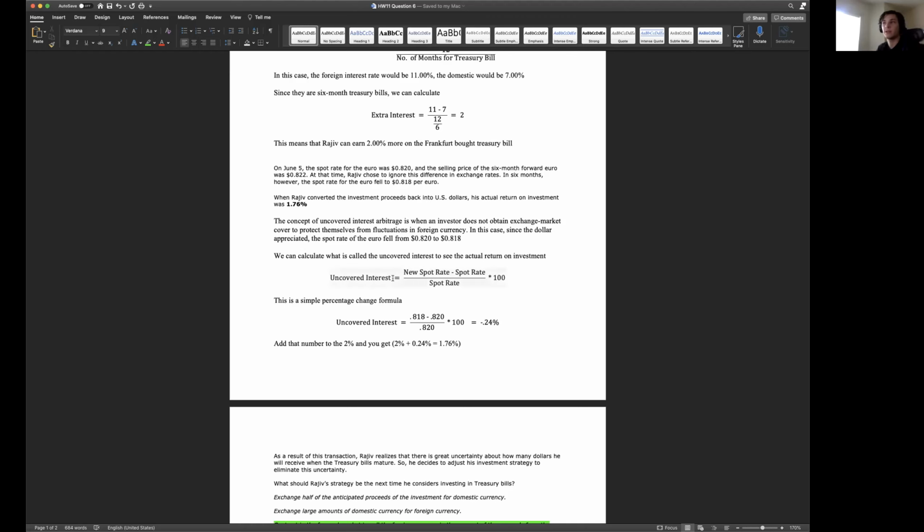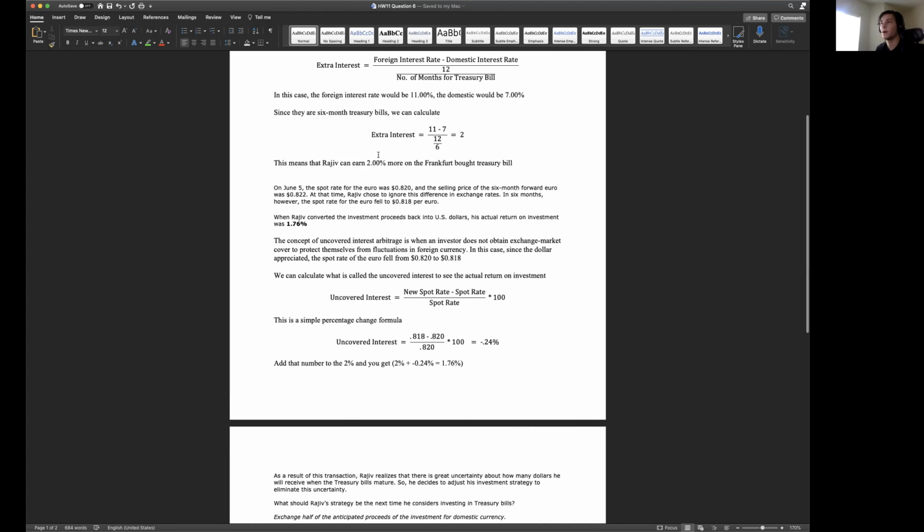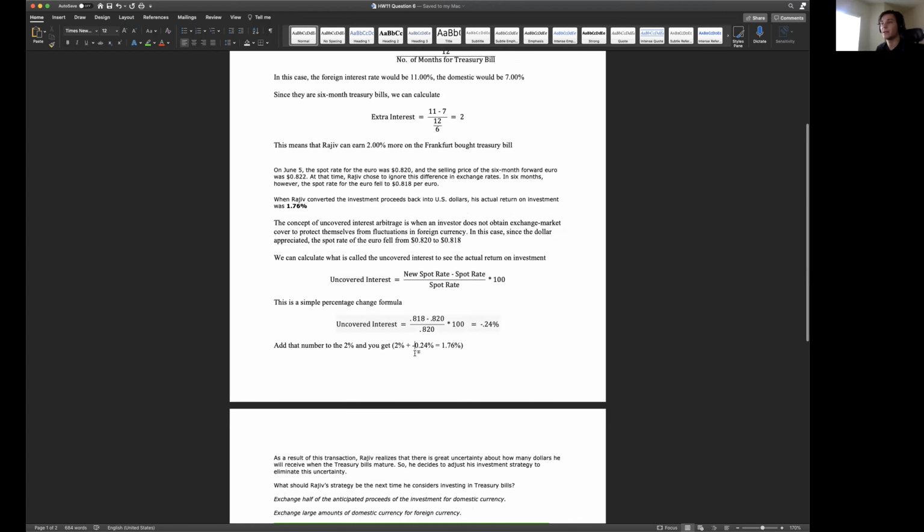And in essence, this equation is simply a percentage change equation. So that's going to be 0.820 right there, divided by the original, times 100. And then we see a loss of 0.24%. I'm sorry, that should be a negative right there. When you add that negative 0.24% to the original extra interest rate, you see that in actuality, his actual interest rate would be 1.76%. So that's his actual return on investment when taking the fluctuations of currency into account.